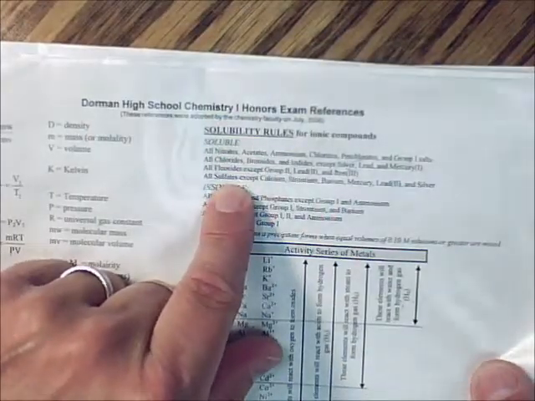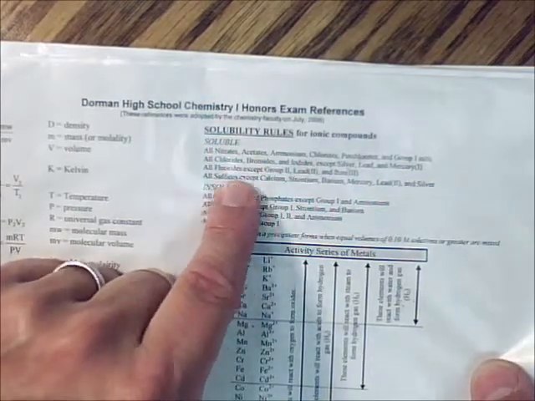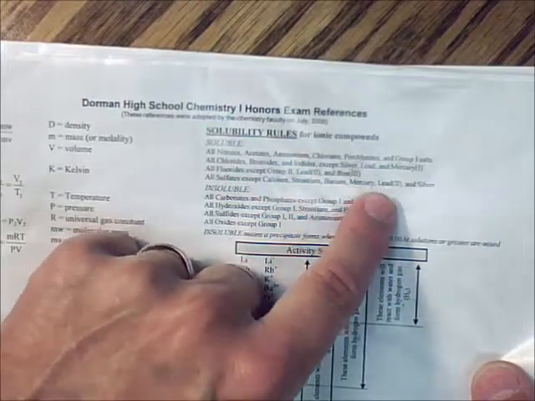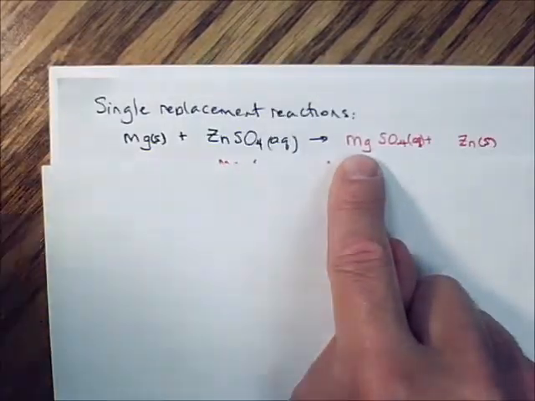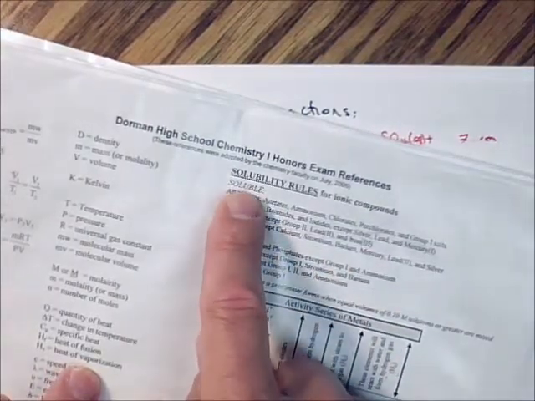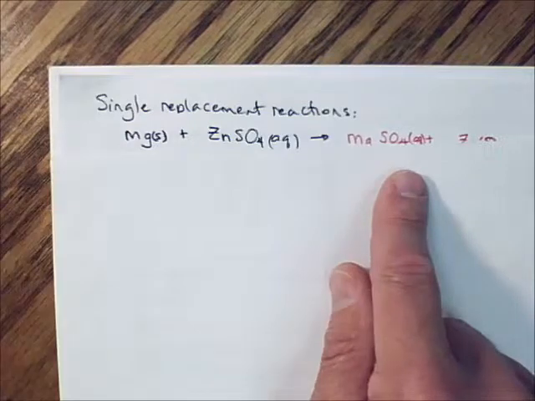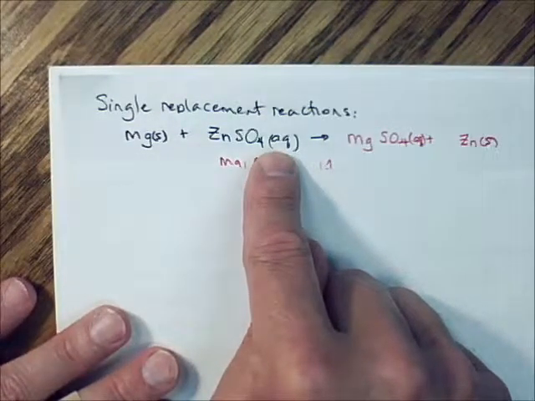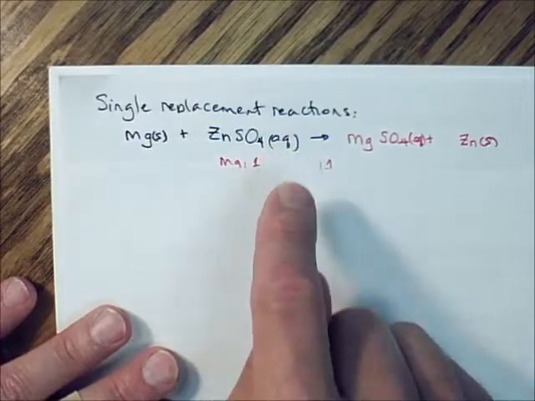Sulfates are mostly soluble. There are some exceptions: sulfate combined with calcium, strontium, barium, mercury, lead, or silver. But sulfate combined with magnesium is not an exception. So magnesium sulfate will be soluble. If there's water around, it will dissolve. And here's an aqueous. It means we can dissolve it in water because there's water around. This aqueous right here tells us that.